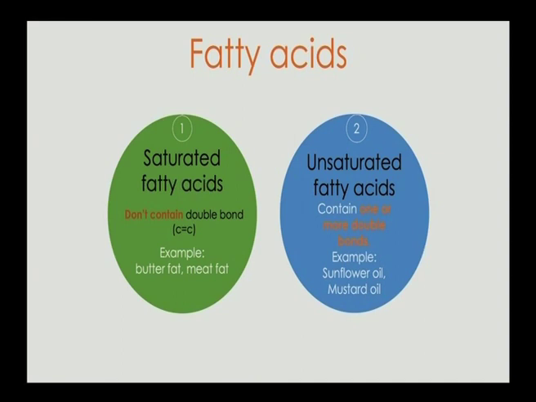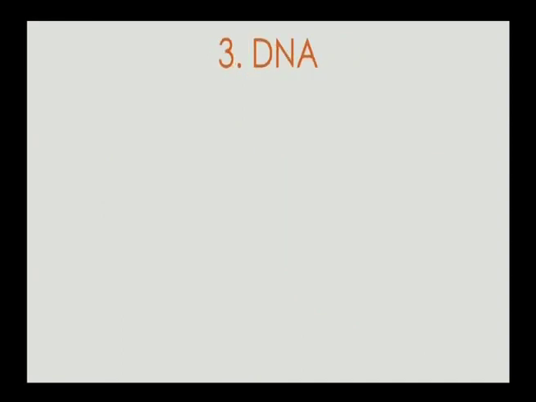Unsaturated fatty acids contain one or more double bonds. Examples include sunflower oil and mustard oil. With this, we move on to the DNA.